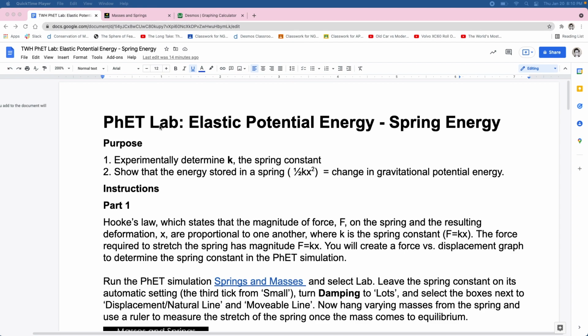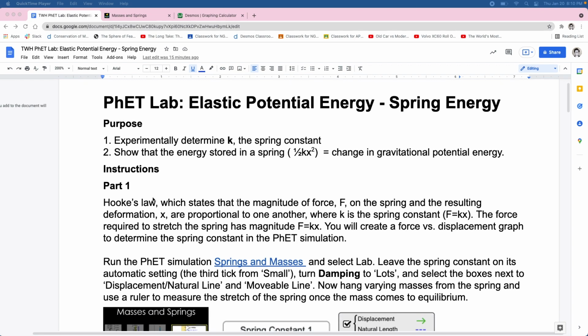All right, so we are going to first experimentally determine K, which is the spring constant, for a given spring. I am going to do this for a spring that is different than the one I asked you to do in the PhET lab, just so that our numbers aren't identical, but the process for collecting our data is the same. And then second, you're going to look at the energy stored in a spring using this equation for elastic potential energy. And we are going to look at Hooke's law at the beginning of this.